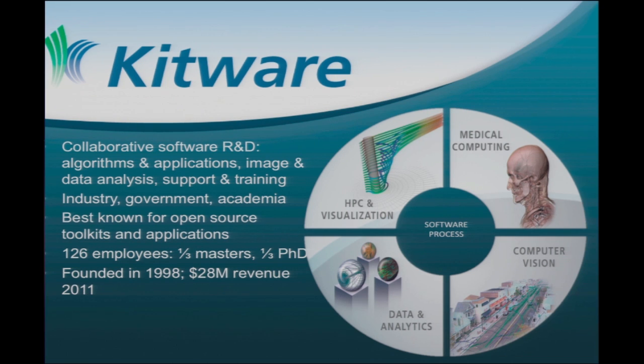So first, a lot of people, it turns out, don't know what Kitware is. Kitware is a small company, started in '98. We have about 100 employees. The main office is in Albany, New York. We have offices now in Santa Fe, New Mexico, Chapel Hill, North Carolina, and Lyon, France.